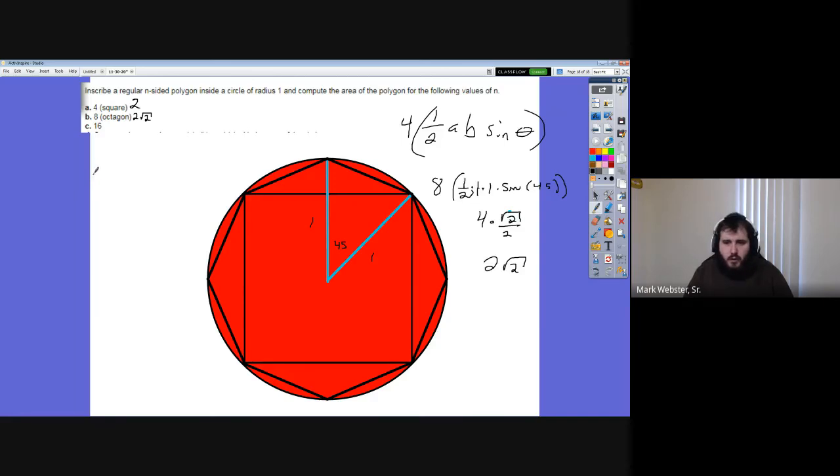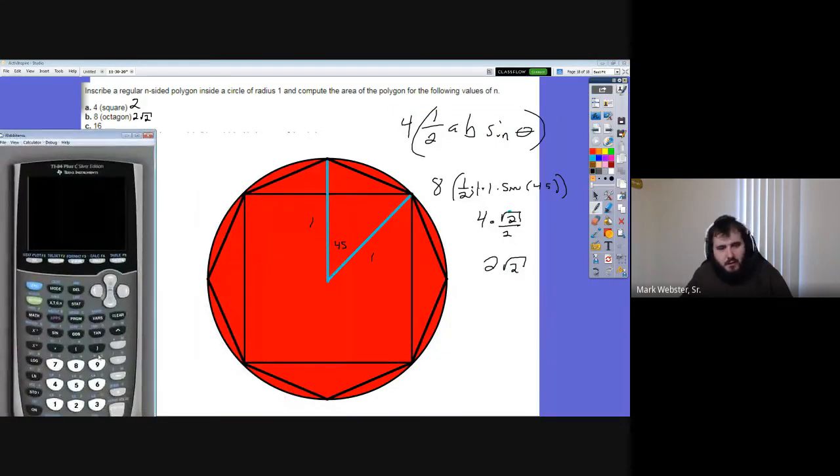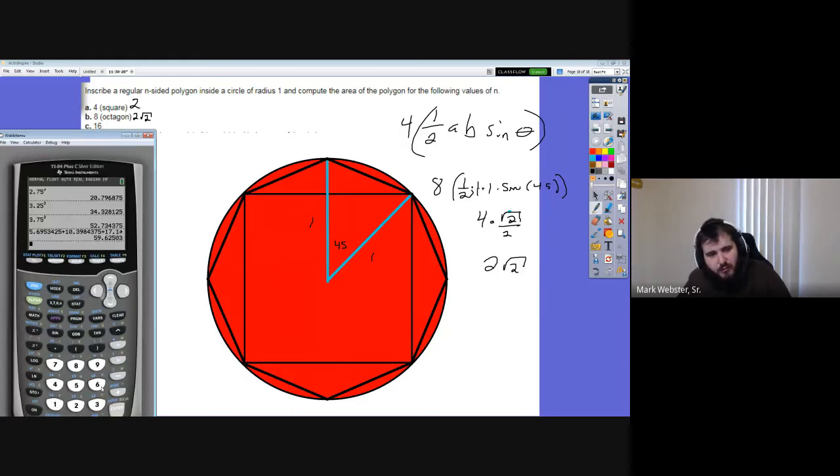After this one, it ain't gonna happen. We know that half of it is just going to cut the angle in half again and multiply the number of triangles by 2. So now instead we're doing 16 triangles times 0.5 times 1 times 1 times the sine. And I am in radians, so I'm going to put pi over 8.